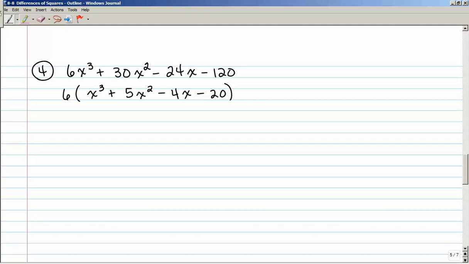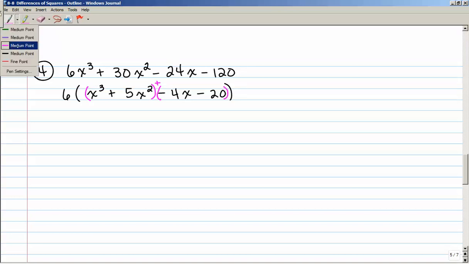Now, looking at the stuff that's left in the parentheses, I notice that I have 4 terms. And remembering what we do when we have a polynomial that has 4 terms, quite often that can be factored by grouping. So I think I'll just add the pink parentheses inside here. I group my first 2 terms. I group my second 2 terms.